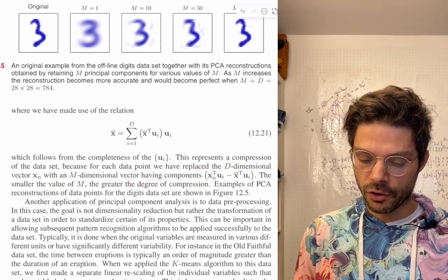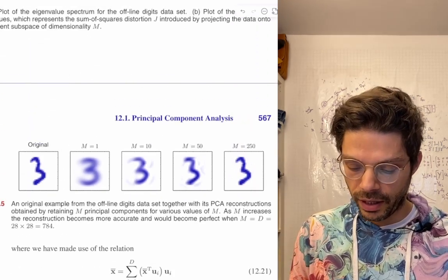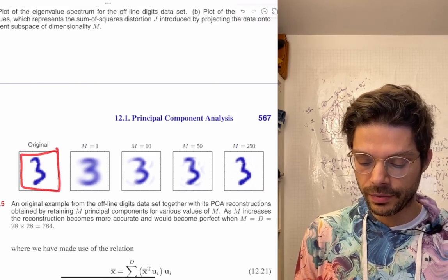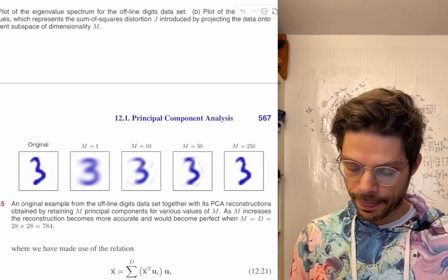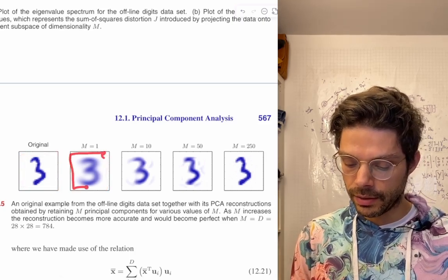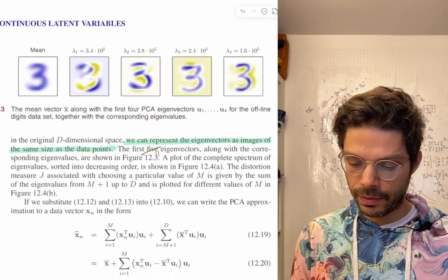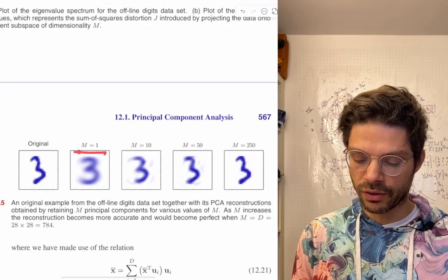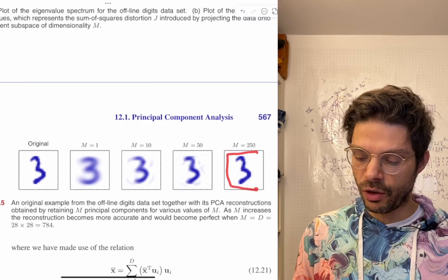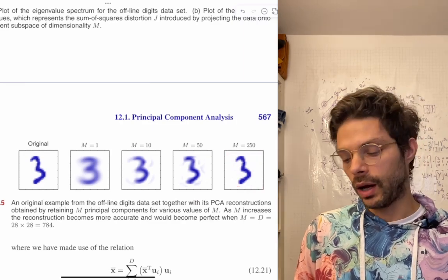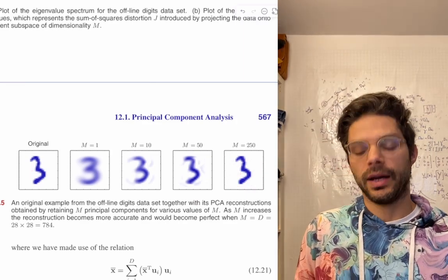Examples of PCA reconstruction of data points for the digits data set are shown in 12.5. So let's look at 12.5. Here is the original data set, and now we're going to reconstruct it. This is with just one component, and it looks a lot like the mean to me. I think he might mean if we just use the mean, and now if we use the mean and the first 10 components, and you can see that once we're using 250 components, it looks a lot like the original data. There are still some speckly bits around.